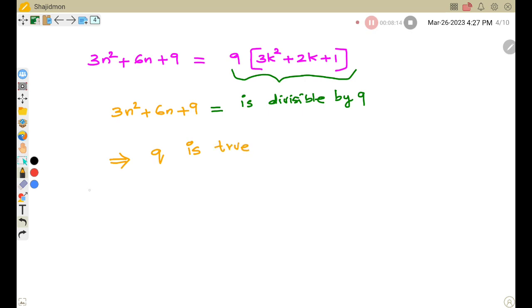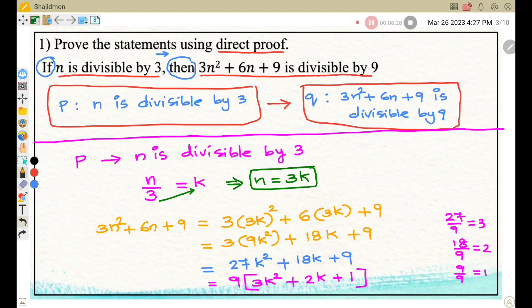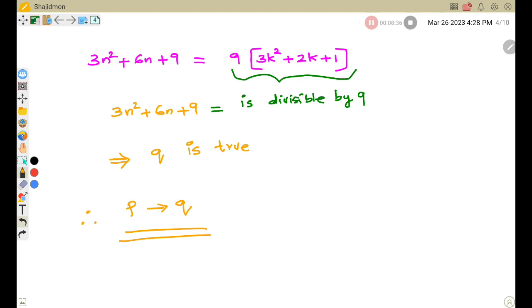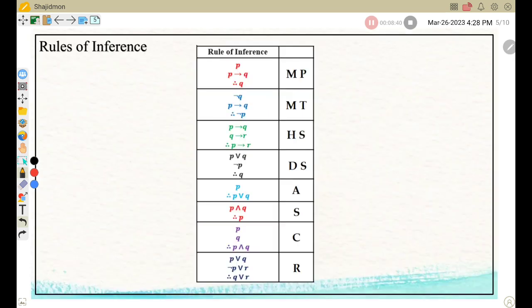So we started with P, assumed that P is true, and we got Q is true. So what we can say, therefore P implies Q is also true. So this is the proof of that theorem using direct proof. Start from P, assume P is true, then prove that Q is also true, that means P implies Q. We can conclude P implies Q here. Hope you understood this question.